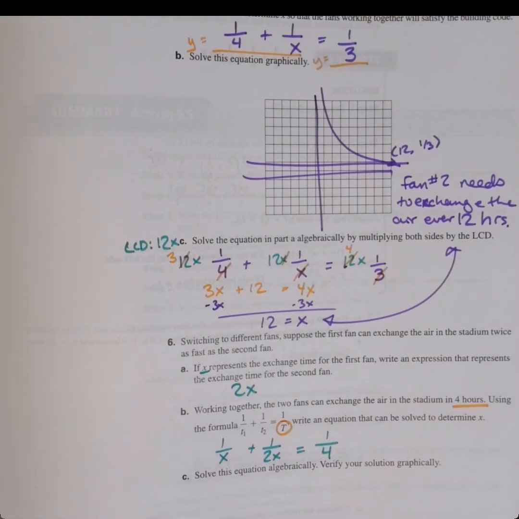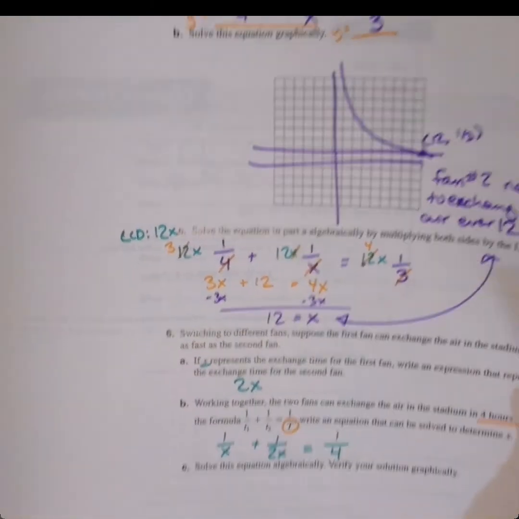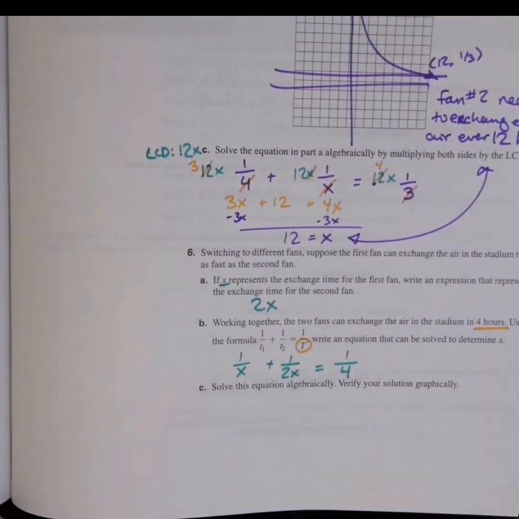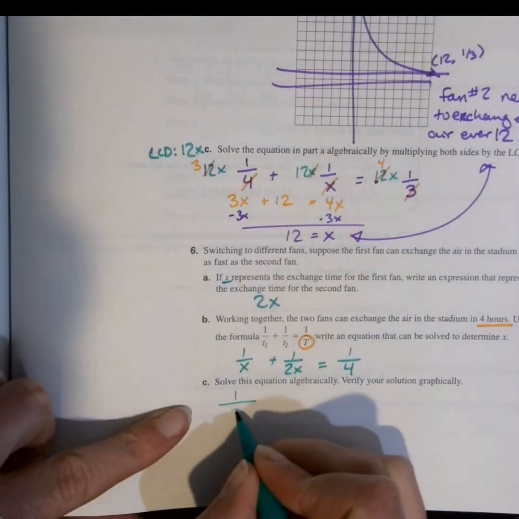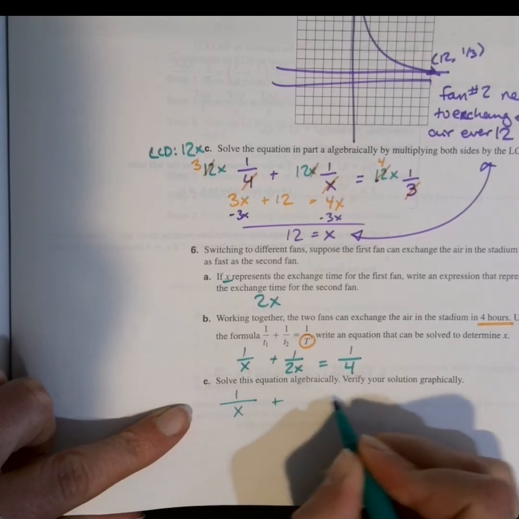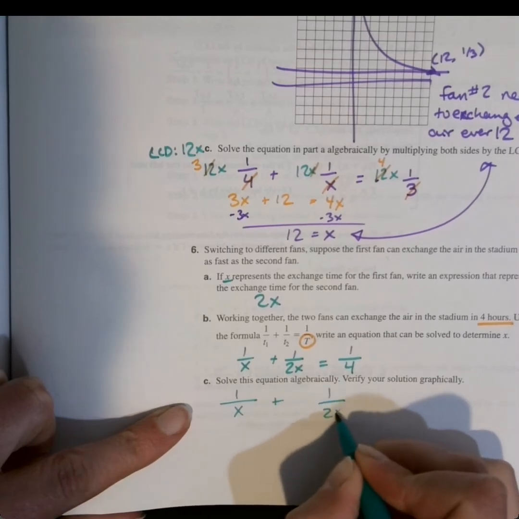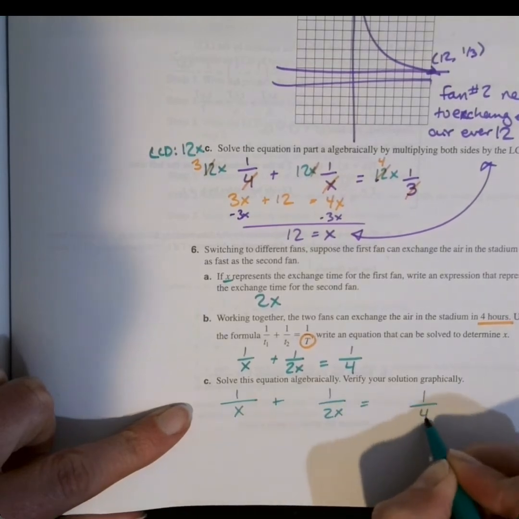I'm at the bottom of the page, so let me see if I can get this to move up a little bit. Okay. So 1/x + 1/2x = 1/4.